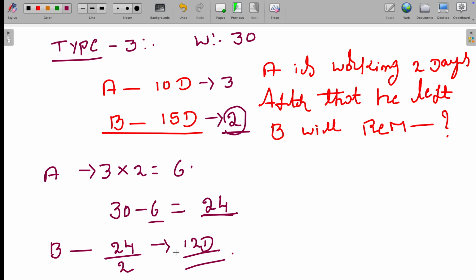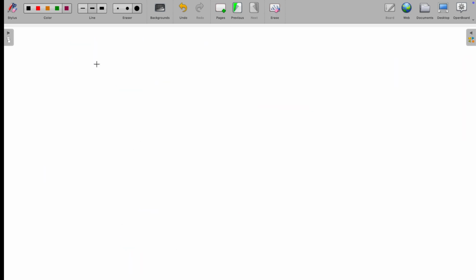Clear now? Understood. Next question. Same type, small change I will do. A can complete a job in 15 days. B can complete a job in 10 days. A plus B working together.